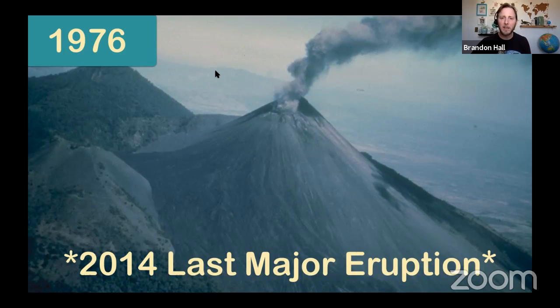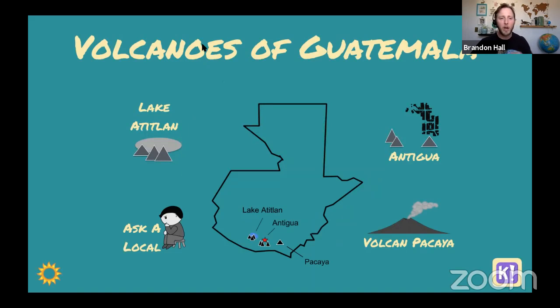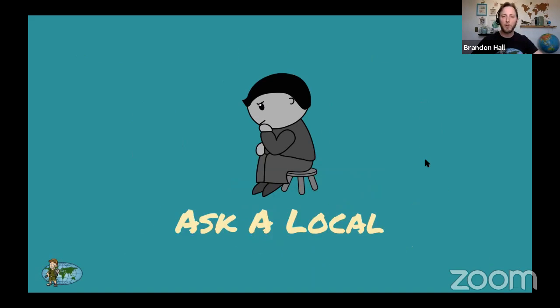And this is what Pacaya looks like during an eruption. This was from 1976. Again, the big one that we saw all of the lava from was 2010, but the last sizable eruption was in 2014. So remember that one. The last one was in 2014. All right, so I know we're going to get this question, and I made sure to ask this when I was on the volcano to a local. So we're going to play this one first before we open up the floor for Q&A.